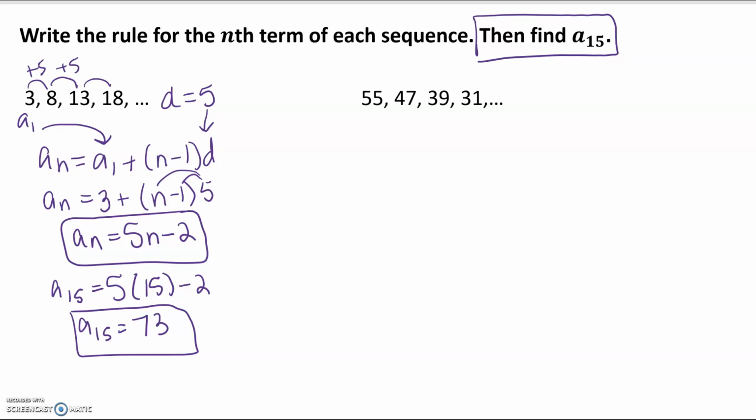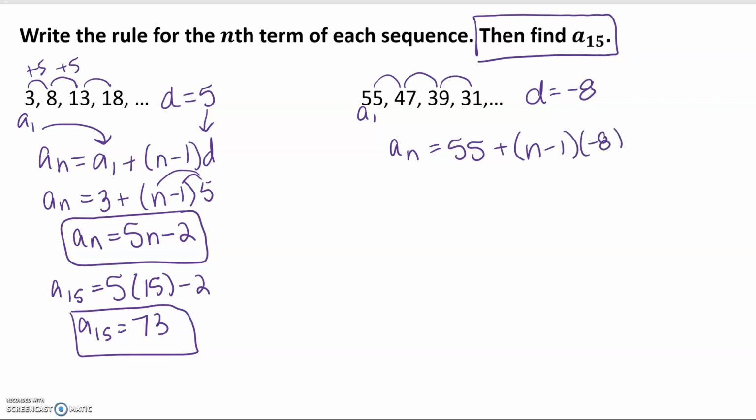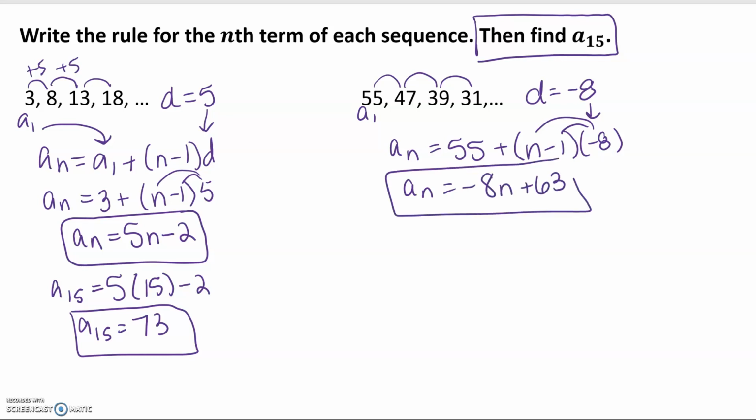Okay, next one we're going to follow the same pattern. We are going to start by finding what that common difference is. This time it is subtracting 8 each time. I'm going to plug that into my formula. Remember, this is my first term, so I have 55 plus, excuse me, n minus 1, and then I have a negative 8 on the end for my difference. When I simplify and multiply that all together, I end up with negative 8n plus 63.